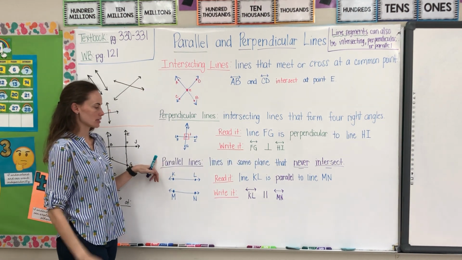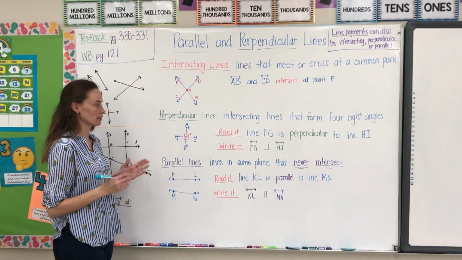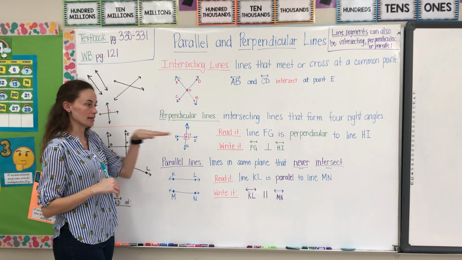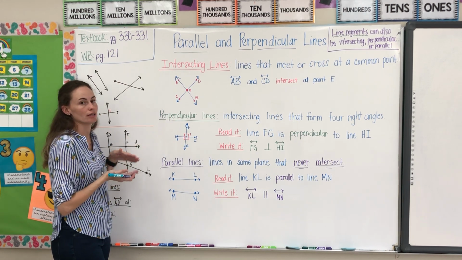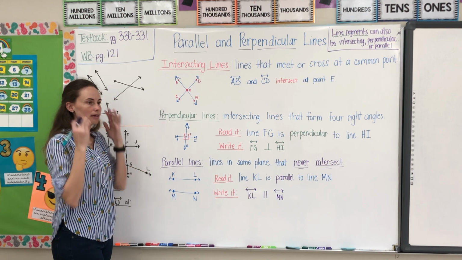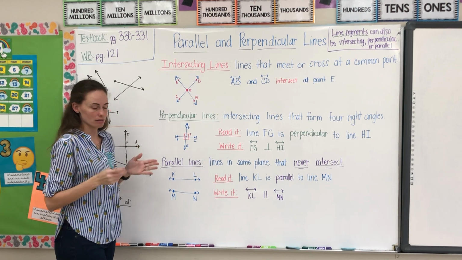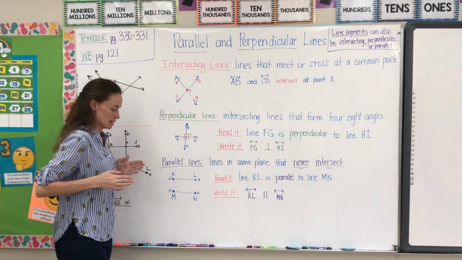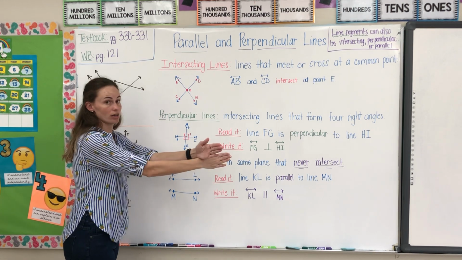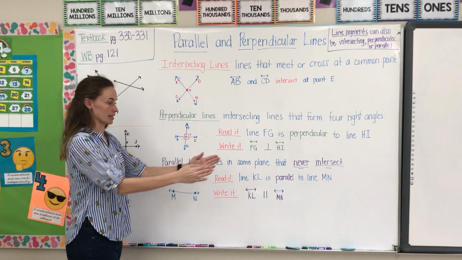Now the last type is called parallel lines. Parallel lines are on the same plane, so they're going the same direction, so they never meet. Think of railroad tracks. Railroad tracks always go next to each other, but they never cross each other. They stay going in the same direction.